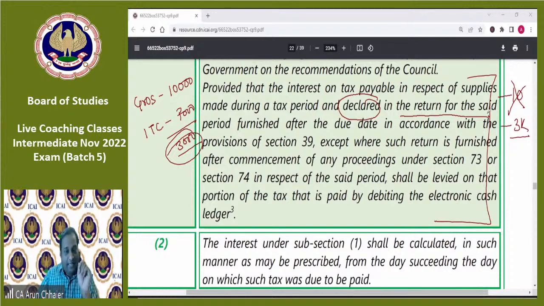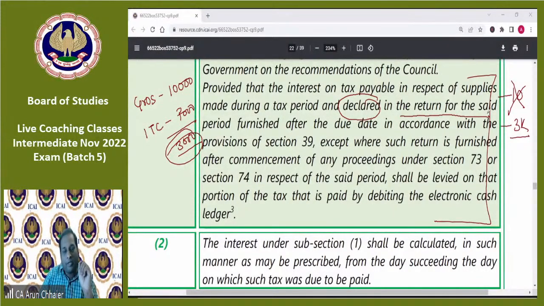Now, giving another example, there is a liability of 10,000 in the month of June. But what happened? I have not reported the same in the month of June. Fine, no problem. When I am filing the GSTR 3B for the month of July, I have added that 10,000 liability pertaining to the previous month. Also, I have taken the ITC. Again, I am paying 3,000 in cash. This time, interest would not be applicable on 3,000. Interest would be calculated on the gross amount, that is 10,000.